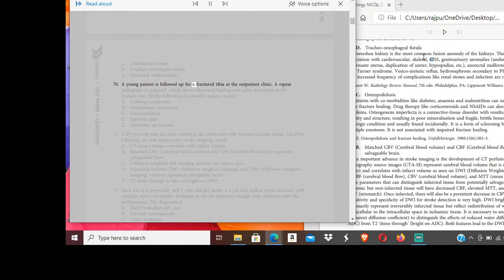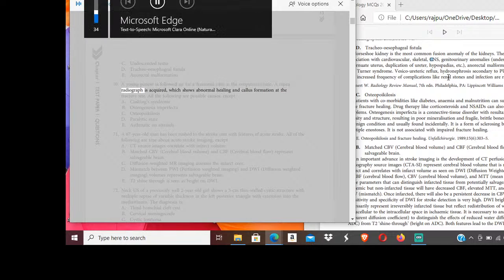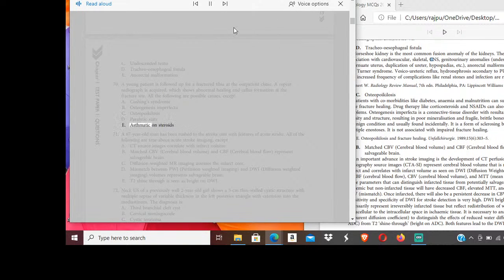70. A young patient is followed up for a fractured tibia at the outpatient clinic. A repeat radiograph is acquired, which shows abnormal healing and callus formation at the fracture site. All the following are possible causes, except A. Cushing syndrome. B. Osteogenesis imperfecta. C. Osteopoikilosis. D. Paralytic state. E. Asthmatic on steroids.